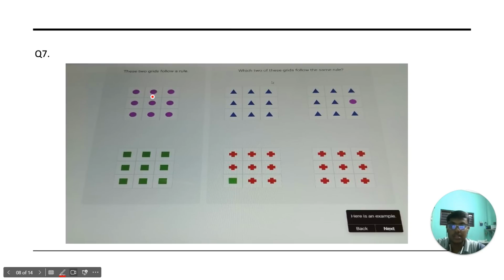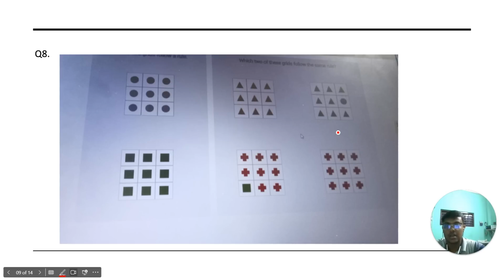So here you see the reference pattern has all the symbols the same. So all the symbols are the same in this option and this option. So these two are our correct options. Let's move on to the next question.